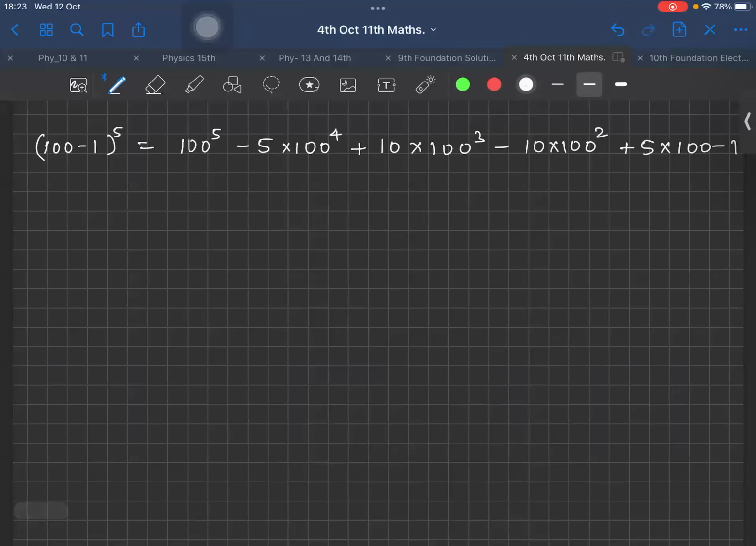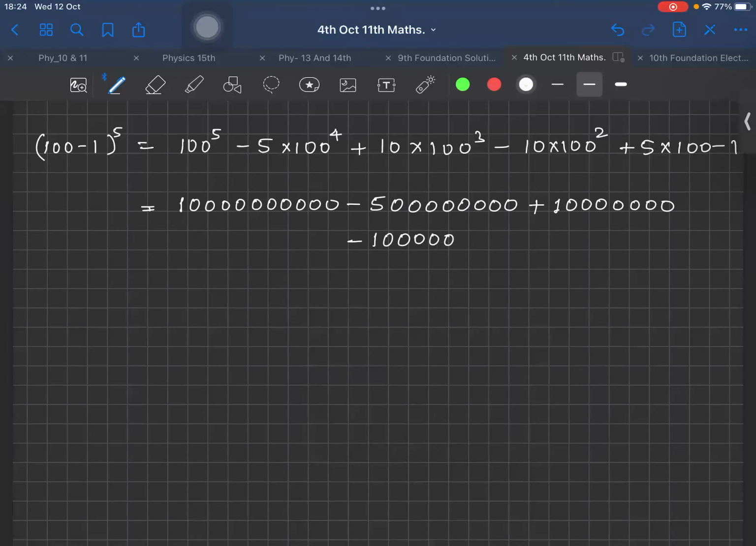Yeah, so this again you can write as 100^5, which is 1 followed by 10 zeros: 1, 2, 3, 4, 5, 6, 7, 8, 9, 10. Minus 5 into 100^4, that means 8 zeros: 1, 2, 3, 4, 5, 6, 7, 8. Plus 10 into 100 cubed, that means 6 zeros: 1, 2, 3, 4, 5, 6, 7. Again minus, this is 5 zeros into 1, so 5 0 1 2 3 4 5. This we have written, plus 500 minus 1.